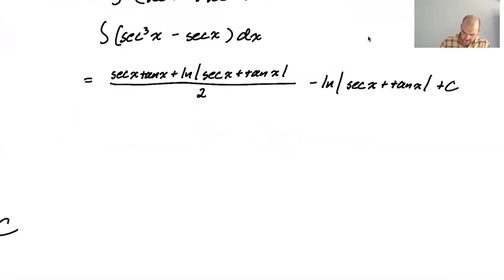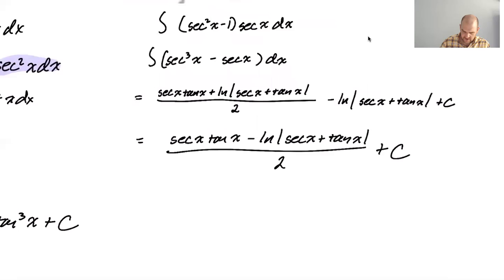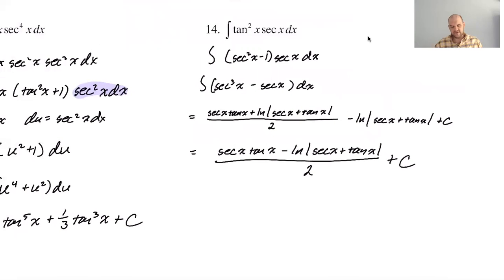So if we wanted to, we could simplify this to secant tan minus, right? Because you're subtracting 1 from 1/2. Secant plus tan, all over 2, and then plus c. Weird problem to end these problems on.